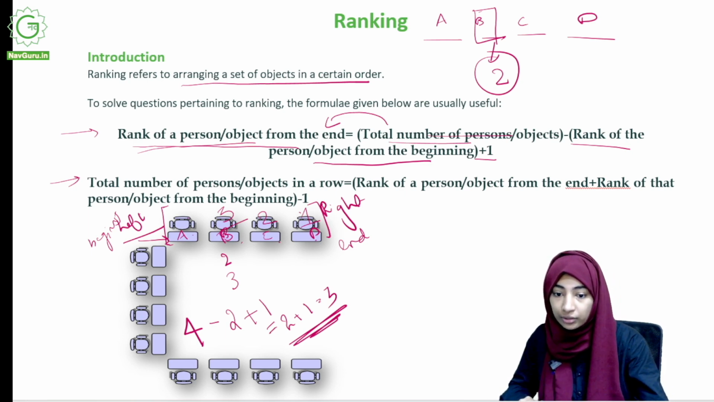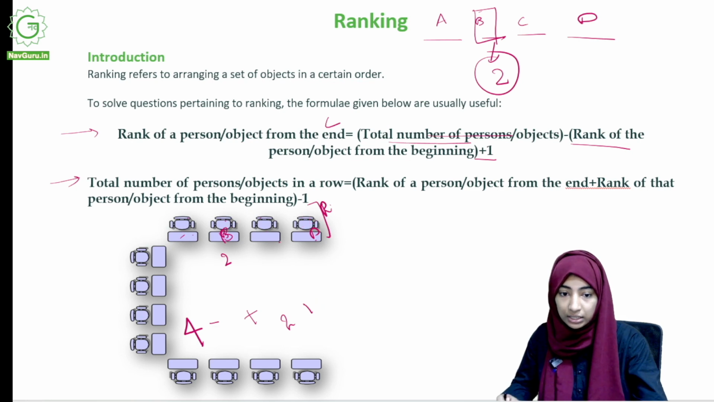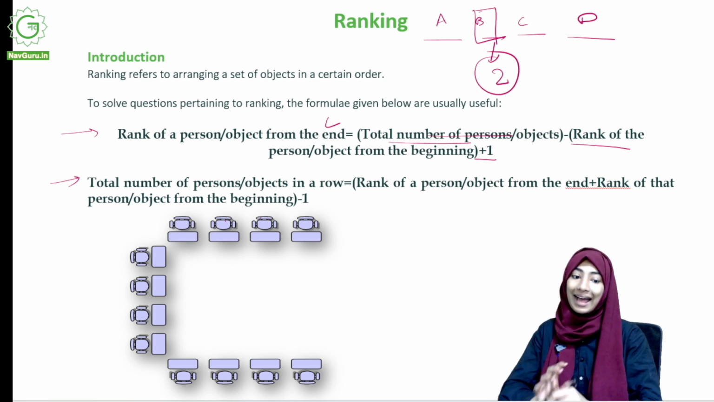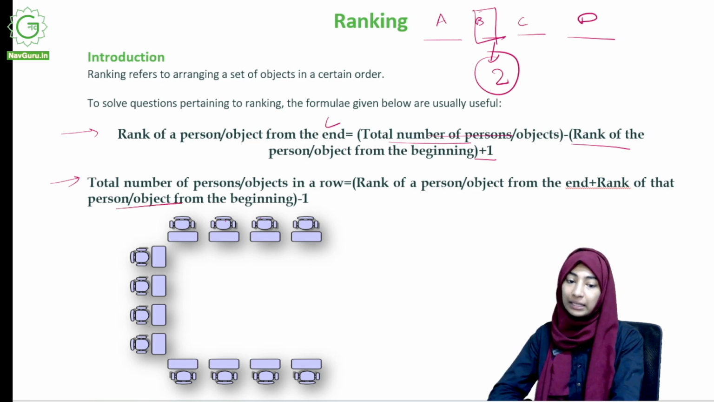For this also we have a very easy formula. It's nothing difficult. Once you do a couple of questions, it will be even easier for you. Total number of objects or persons in a row: how do you get this? Rank of a person or object from the end plus rank of that person or object from the beginning minus 1. So we'll just take our B itself.